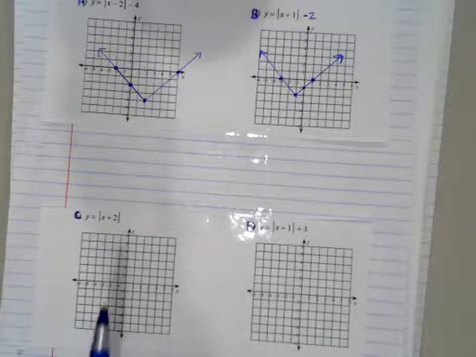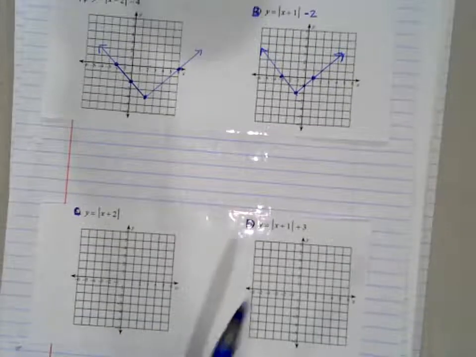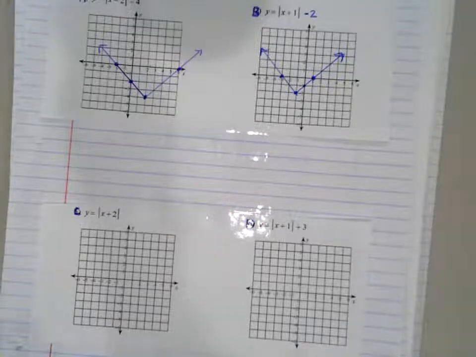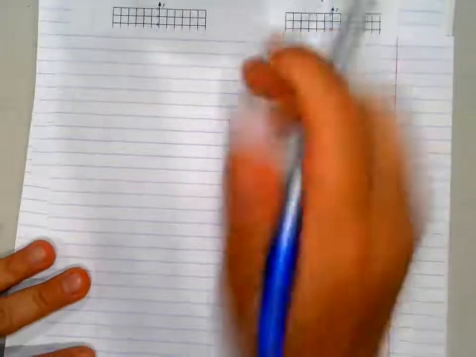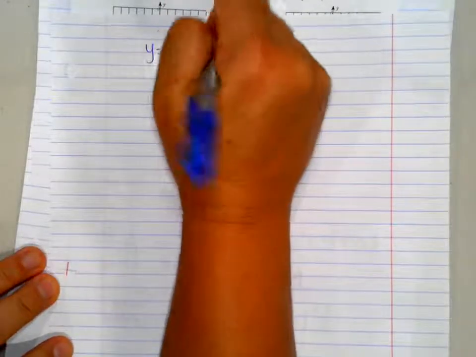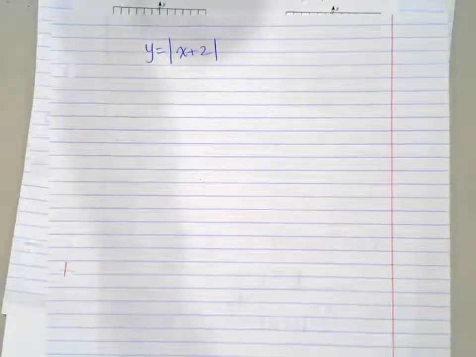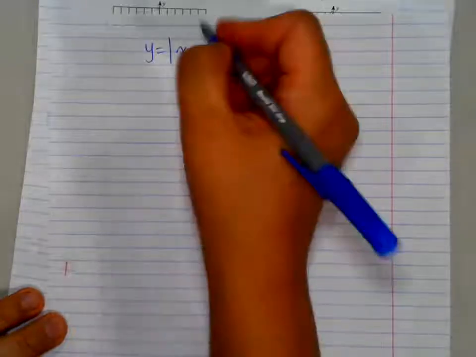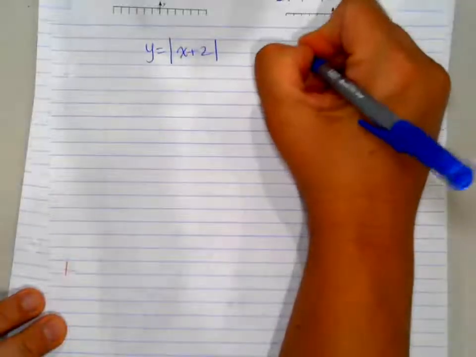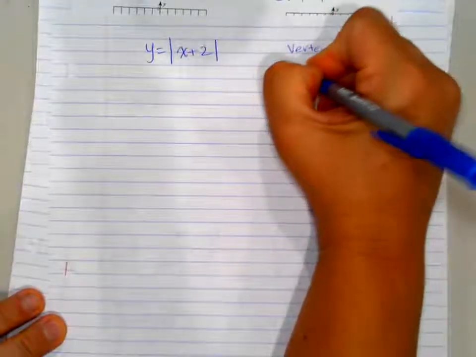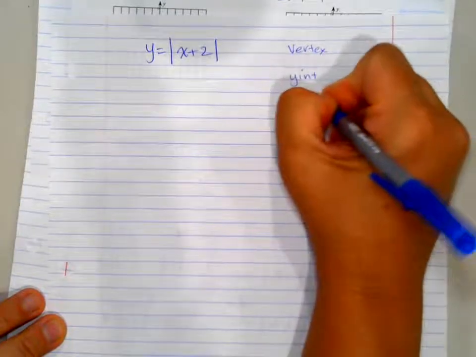Okay. Let's do this one. This one's not hard. It's just a little different. So let me move that up there real quick. And I'm going to put this one right here. So this one right here is y equals the absolute value of x plus 2. All right. And so let's do this. We want a vertex, a y-intercept, and x-intercepts.